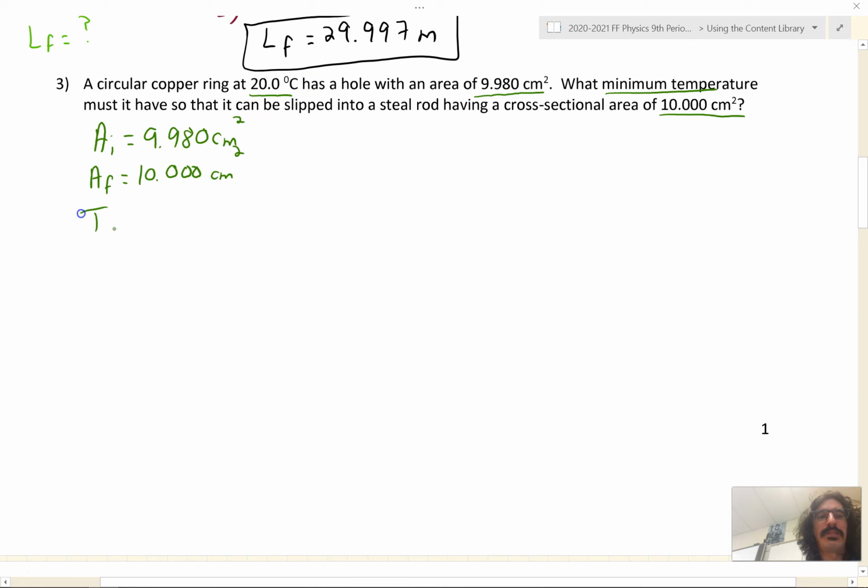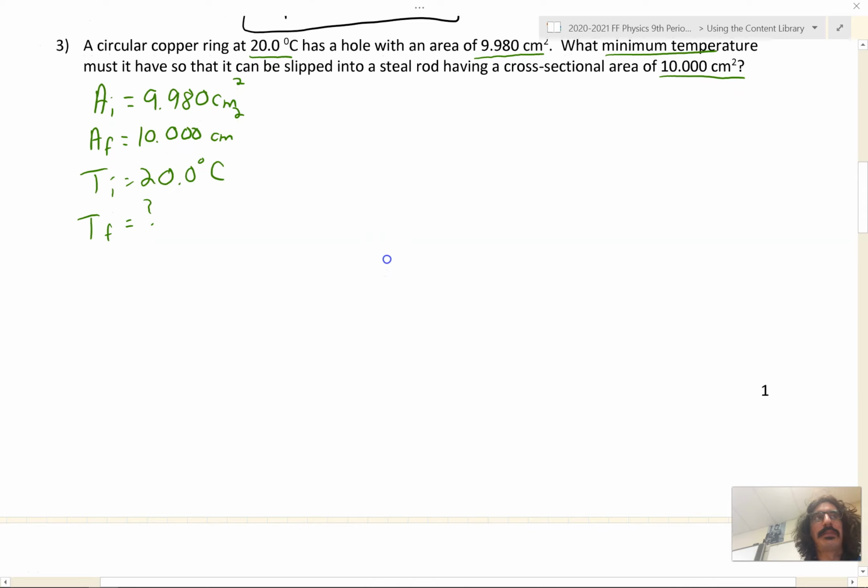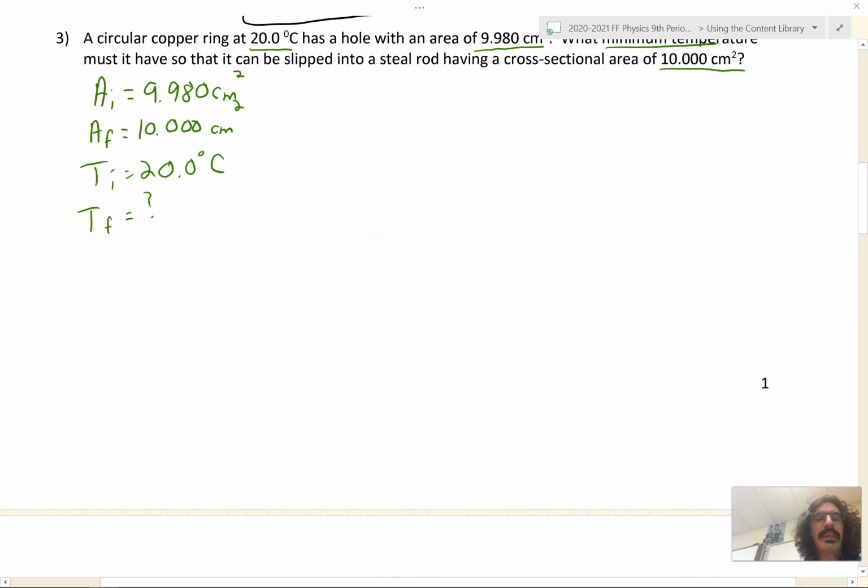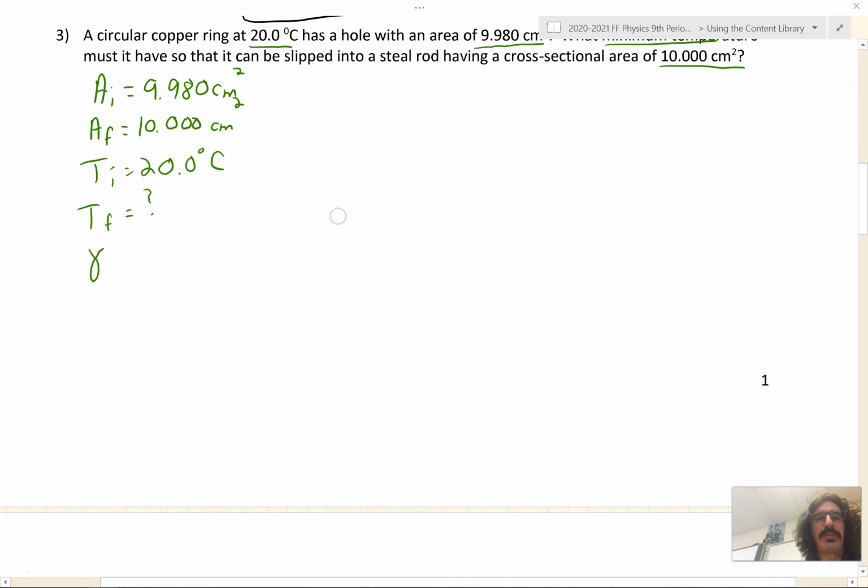We know that the initial temperature is 20.0 degrees Celsius. We want to find what the final temperature is, so how much we have to heat it up to cause it to expand. And if we look in our reference tables or in our textbook, we're told that gamma, the area coefficient of expansion, is equal to 34 times 10 to the negative 6 per degree Celsius, and that's for copper.